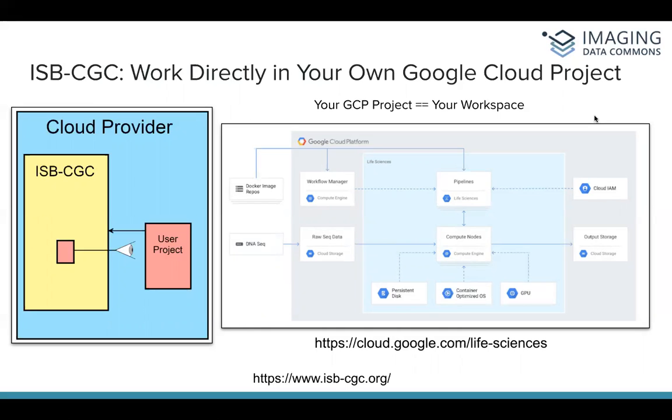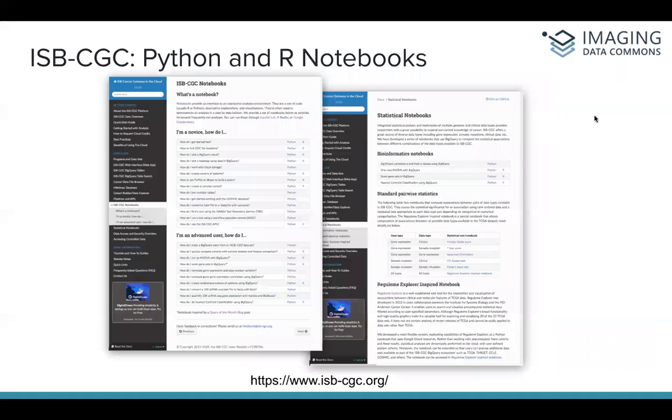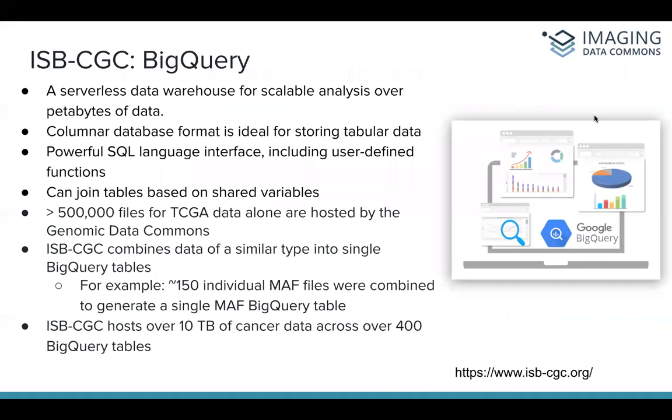So this is closer to the machine in terms of how you can work with the Google Cloud system. We provide pipeline examples to get you started that you can look at and use to set yourself up in your own project. We also provide Python and R notebooks that you can use to run analyses. One thing our notebooks are good at is to work with BigQuery.